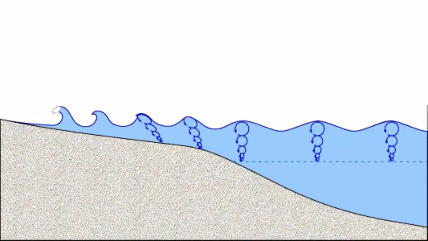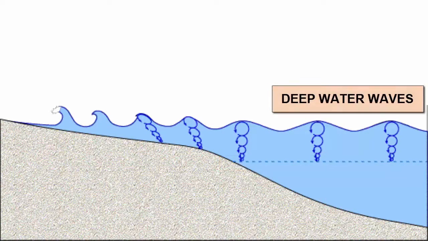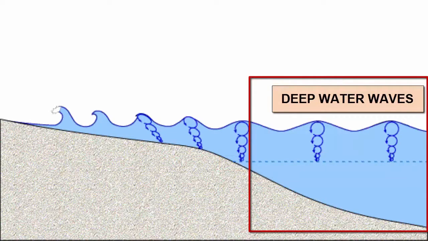This image reviews the wave base as the limit of orbital motion below a wave. We call waves that move through water deeper than their wave base deep water waves. Note that this definition has nothing to do with whether we think the water is deep or shallow, but only if the wave does. If the wave's base is above the seafloor, it feels like deep water, and there's no interaction between the wave and the seafloor.